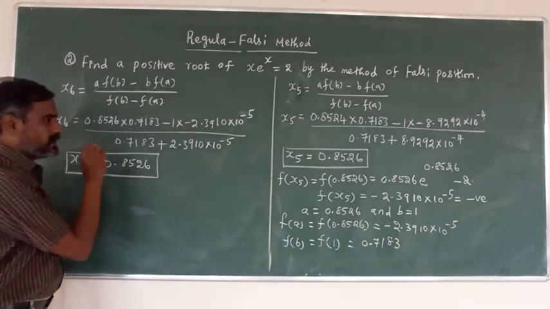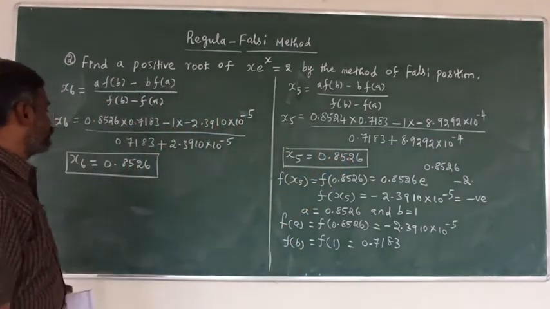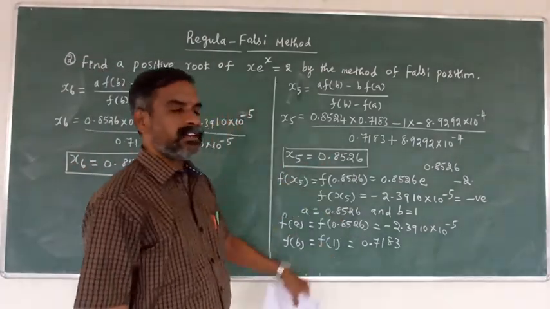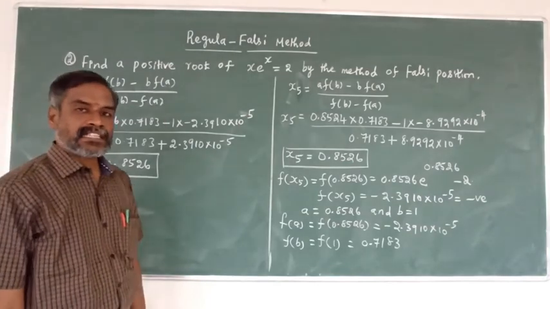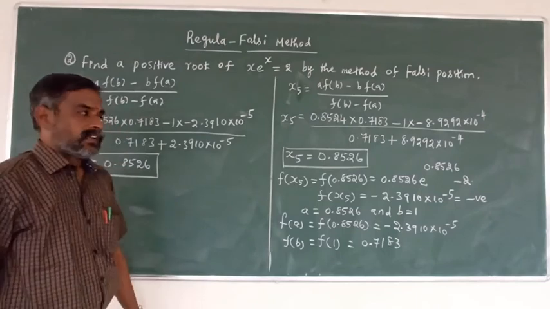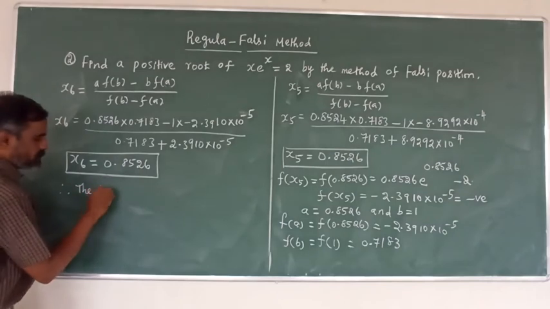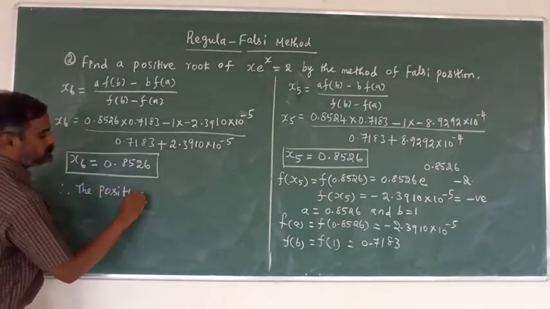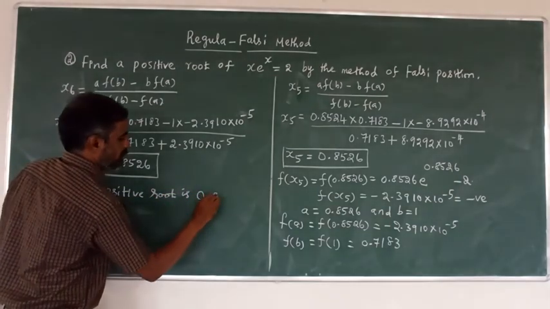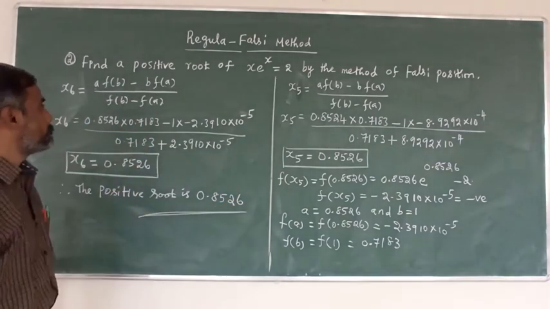Now x6 value compared with the x5, both are same. x6 0.8526, x5 0.8526, both results are same, so we can stop the iterations. Now this is the result, therefore the positive root is 0.8526.